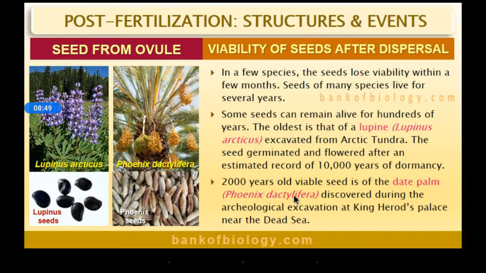Another is the 2000 year old viable seed of the date palm, Phoenix dactylifera. It was discovered during the archaeological excavation of King Herod's palace near the Dead Sea. So it's another example of seeds remaining viable for 2000 years. These are some examples with a long viability period. So it depends upon the species; the viability may be for a few months or for many years.